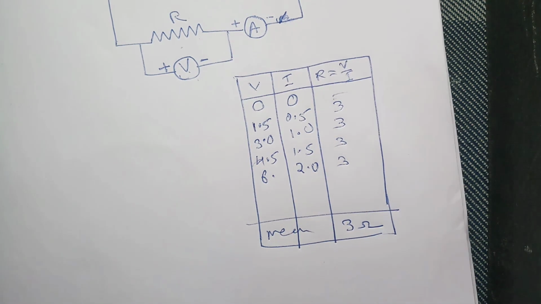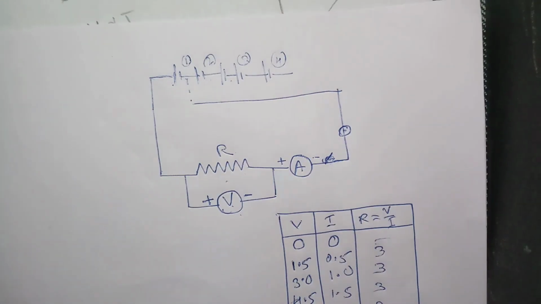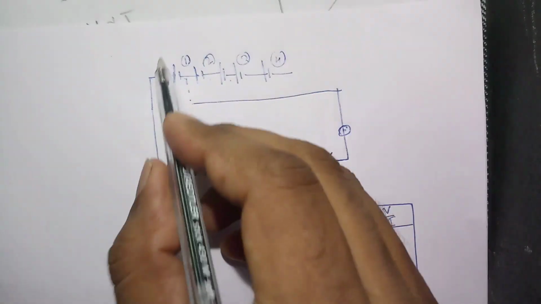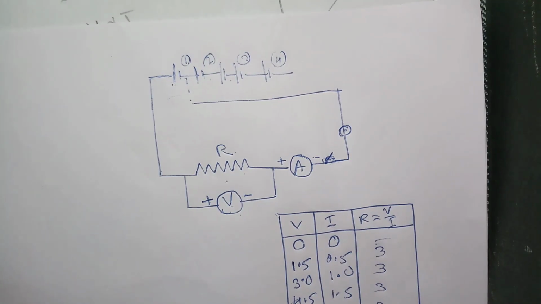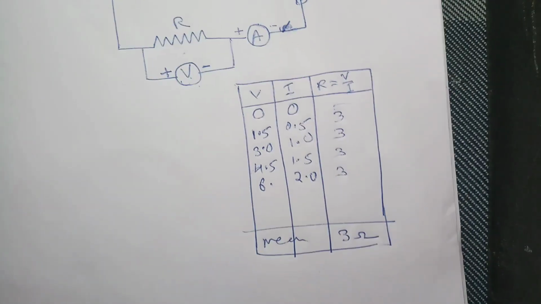I have written these values randomly, but when you do it practically you will get the same thing. In the actual case, when you do this experiment in the lab, instead of connecting cells like this, we have a setup where we use a rheostat, with which you can vary the voltage. After this I will explain how we use the rheostat.